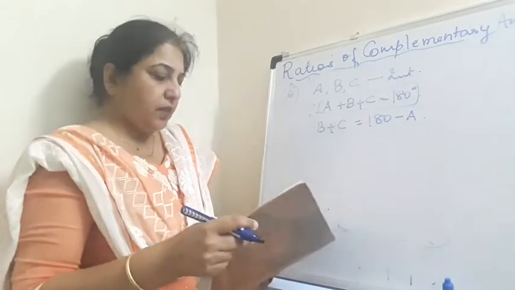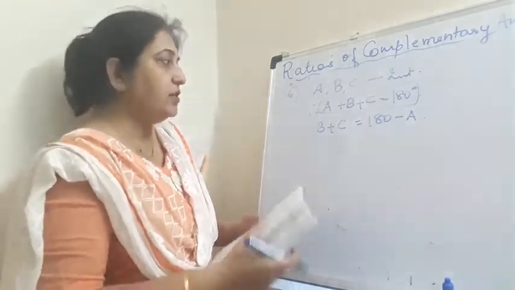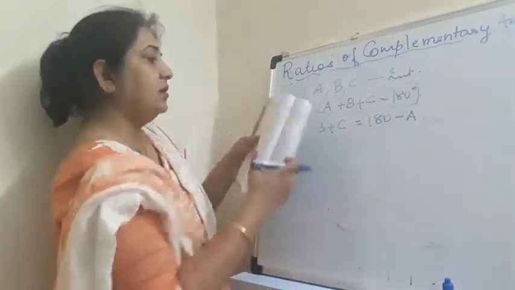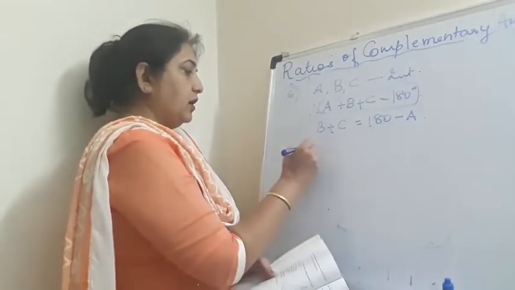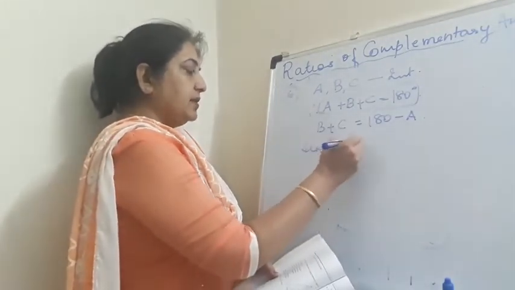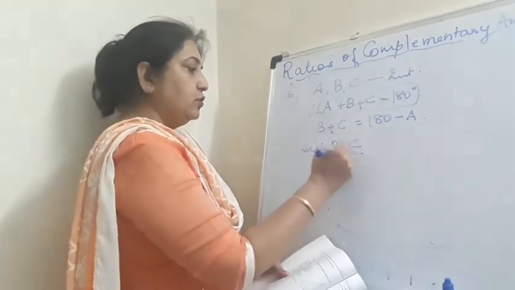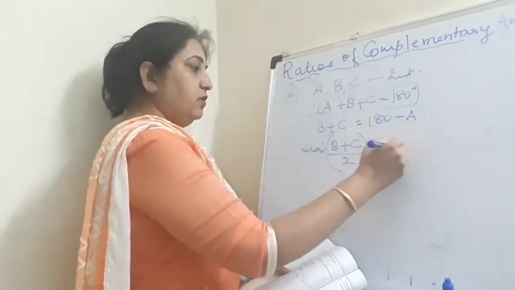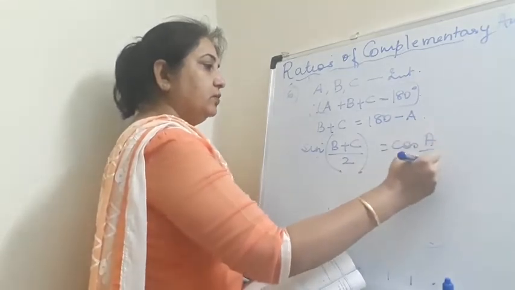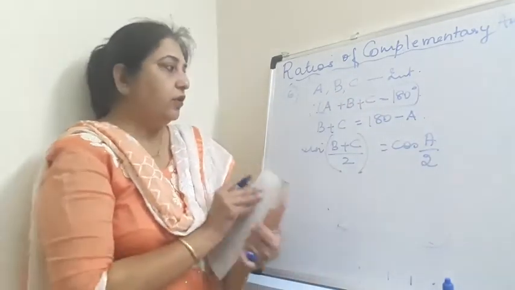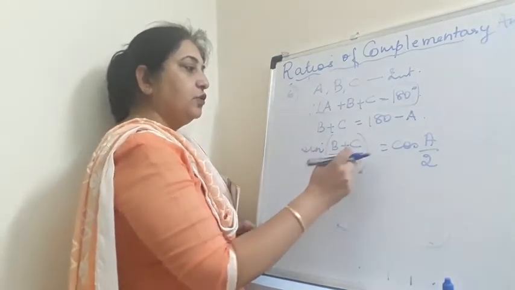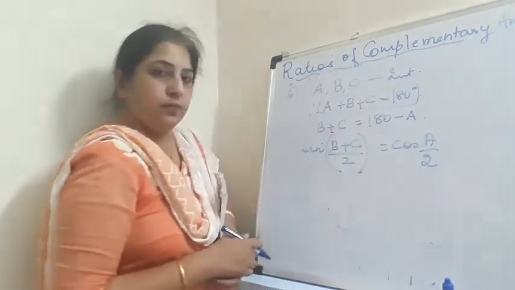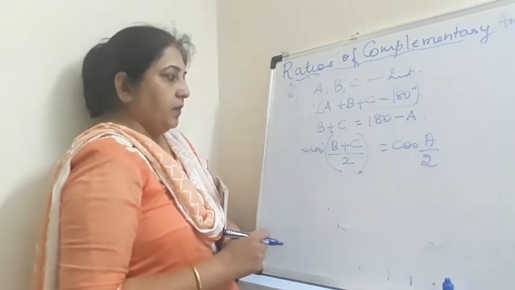Then we have to prove. Now why am I taking this relation? Because we have to prove that sine of (B plus C) upon 2 is equal to cos of A by 2. Right? Did you follow? We have to show sine of (B plus C) upon 2 should be equal to cos of A by 2. So let us solve this.